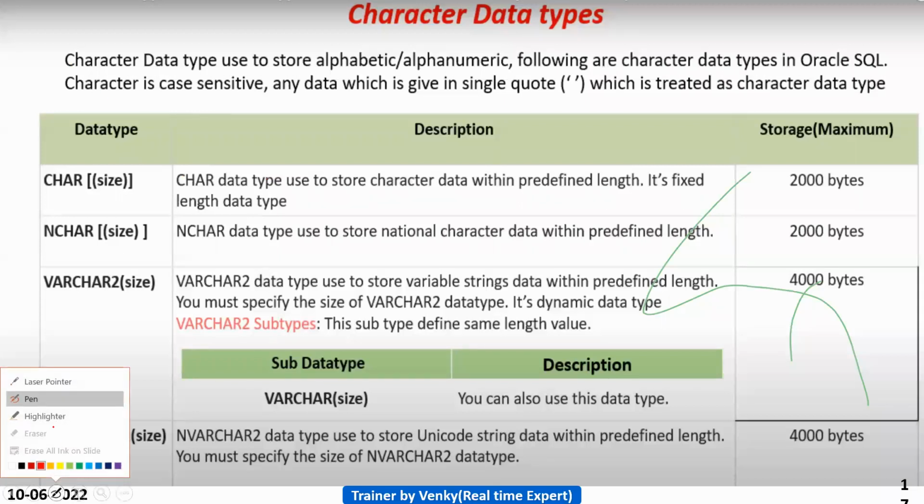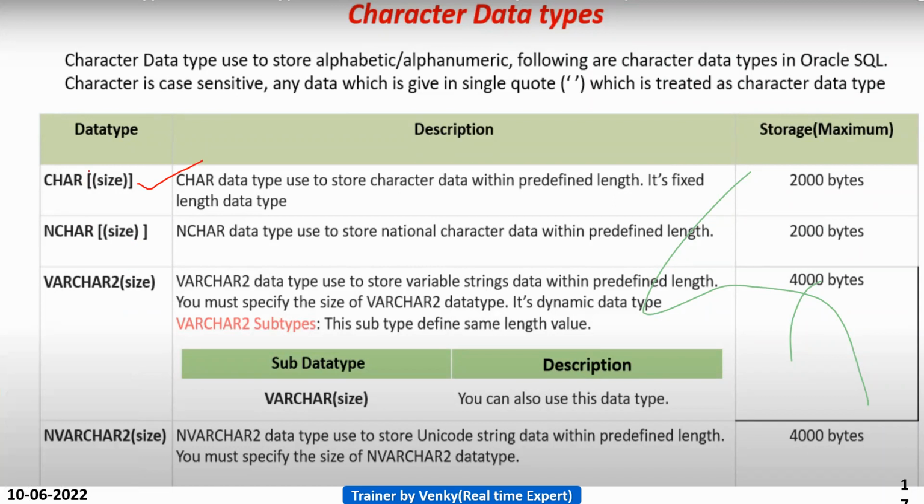Just 5 minutes, guys, it's going to complete. See, character data types. Whenever you see this bracket, it is not mandatory. It is a predefined length. Char is a fixed length data type, 2000 bytes. Varchar2 is 4000 bytes, a dynamic data type. There is also a subtype, varchar, which will also be converted into the varchar2 data type.